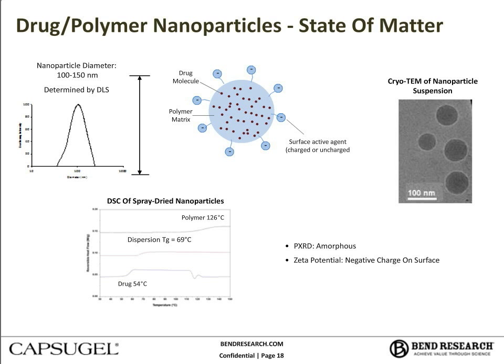The nanoparticles made in this way are typically on the order of 100 or 150 nanometers in diameter, as characterized by dynamic light scattering. They tend to be spherical in shape, as shown in the cryo-TEM images shown here. The drug is in the amorphous state, and so the PXRD, not shown, typically shows a lack of diffraction peaks. By modulated DSC, one can typically see a single Tg that is intermediate between that of the polymer and that of the drug, suggesting a good molecular dispersion has been made.